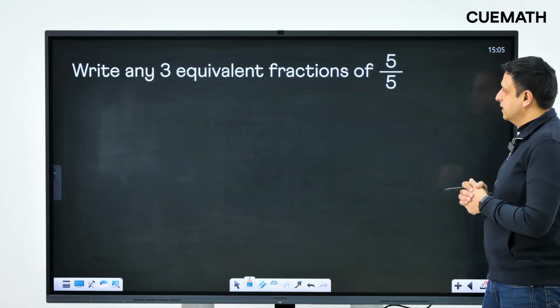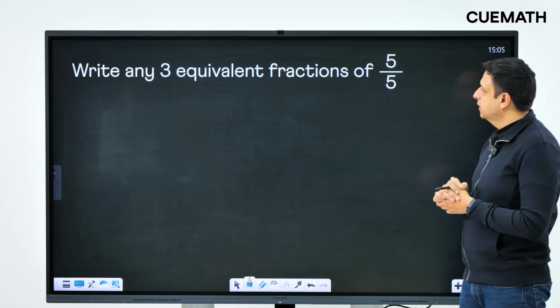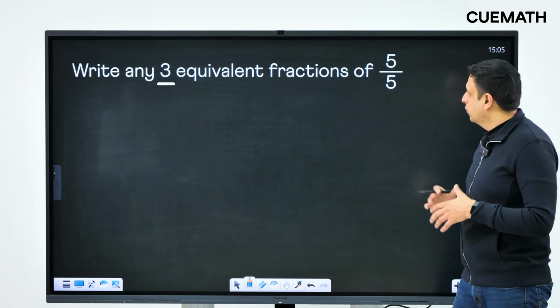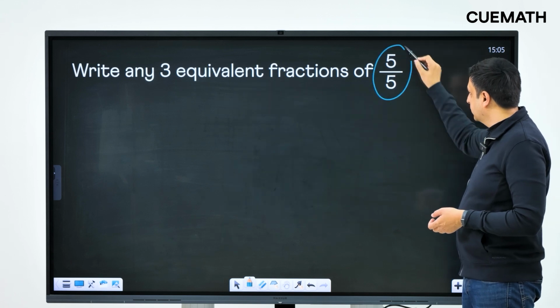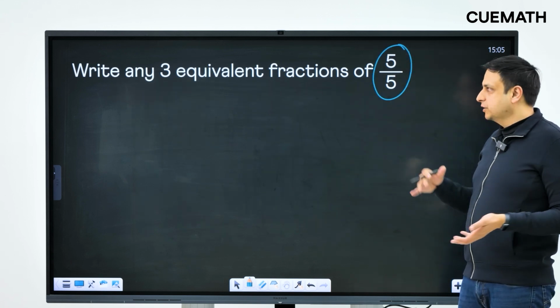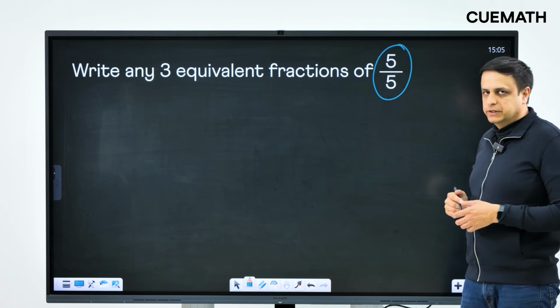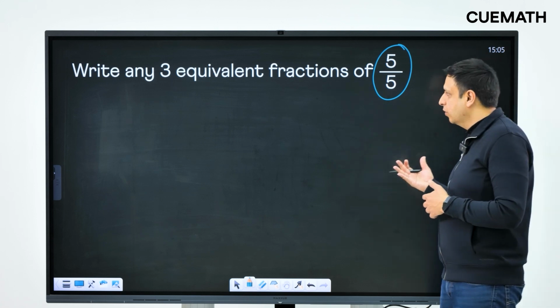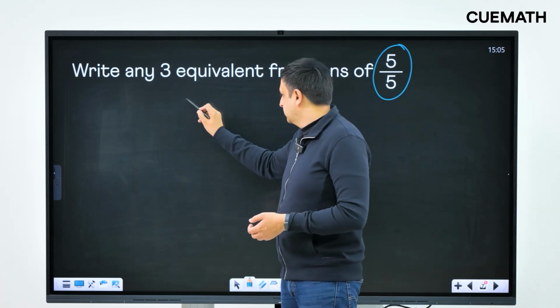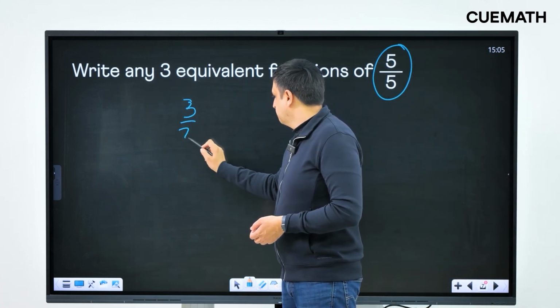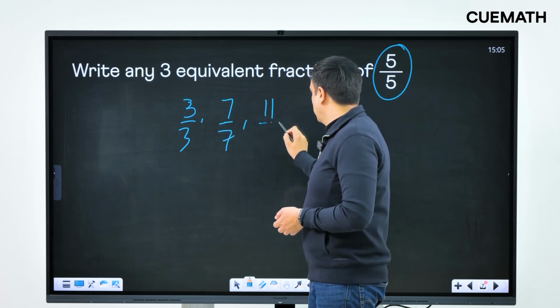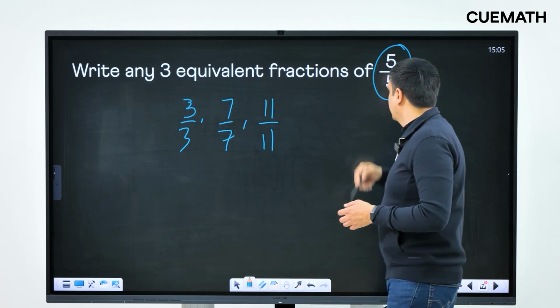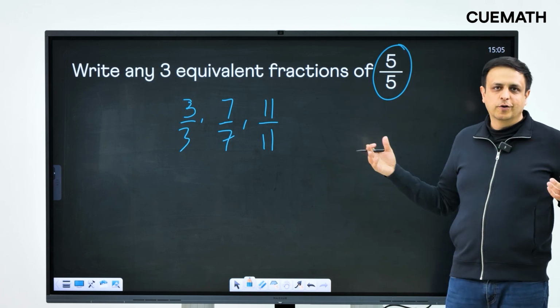Alright, so in this case, last question here, we have to write any three equivalent fractions of 5 over 5. So 5 over 5 is a whole fraction. So we have to write three other fractions that are equivalent to this fraction. So we can simply write three other whole fractions. So let's say 3 over 3, 7 over 7, and 11 over 11 could be three possible fractions that are equivalent to 5 over 5, but there could be a lot more.